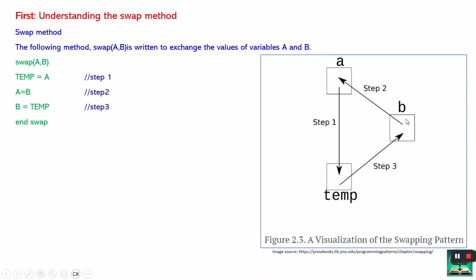That's why you can pass b to a. Now the value of b has been saved somewhere else, so it's okay to be overwritten. That's when you pass temp back to b. That's basically it. So as you can see, temp equals a, then a equals b, and then b equals temp, and that's the end of the swap.